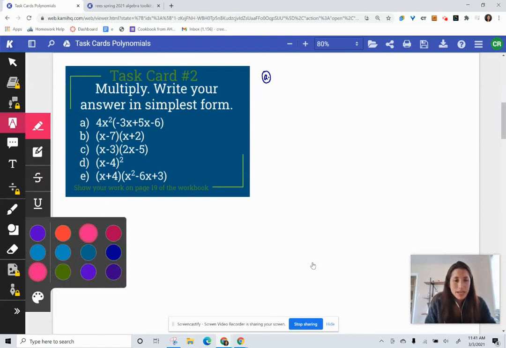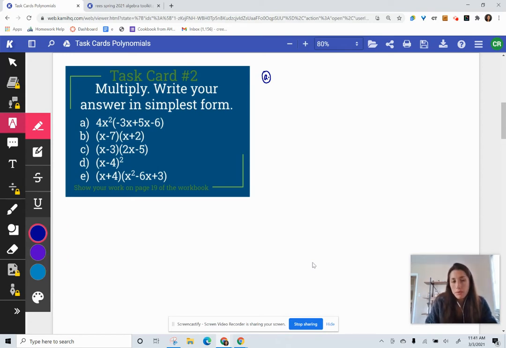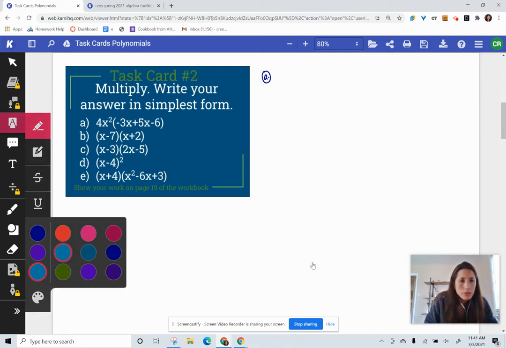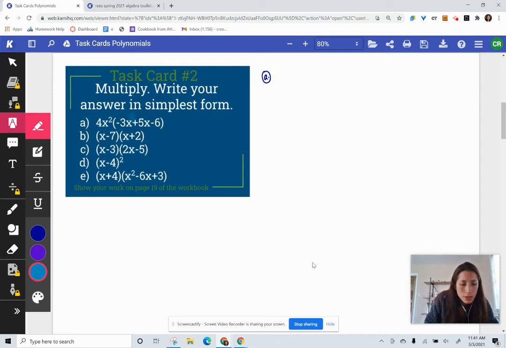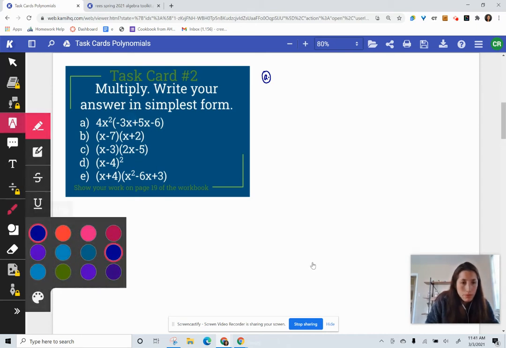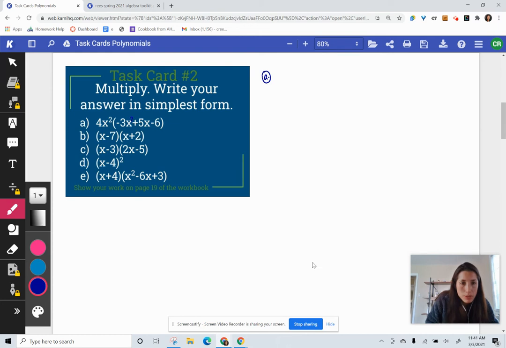All right, we're going over task card number 2. So we are multiplying and then we're making sure that we write our answers in simplest form. So just so we're getting in the habit of it, I think the easiest way to multiply all of these is with using our generic rectangles. Also, this should be 3x squared here. We will fix that as we're going over that problem. That should be a squared.